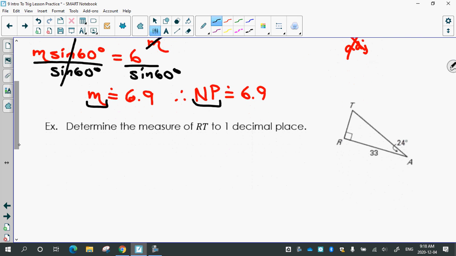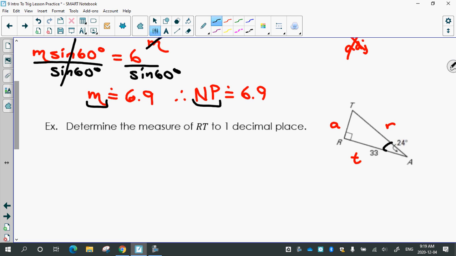All right, determine the measure of RT to 1 decimal place. So again, if we use our trigonometry naming system, the side across from angle A is lowercase a, lowercase r, and I make a lowercase t by curling the bottom. You don't have to, it just looks like a plus sign though sometimes. And then you want to name your sides hypotenuse, opposite, and adjacent according to the 24 degree angle.